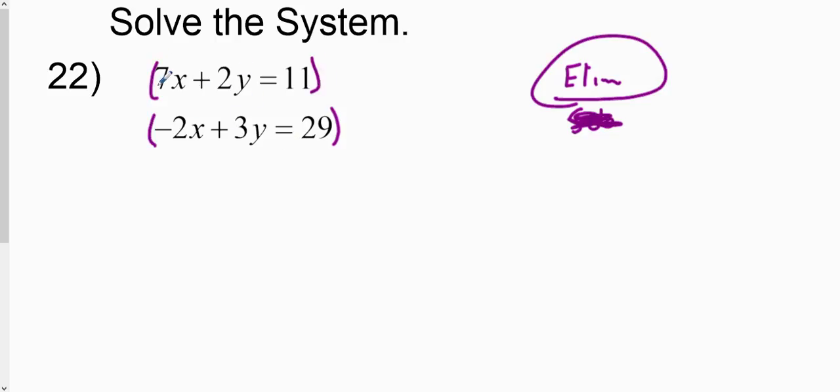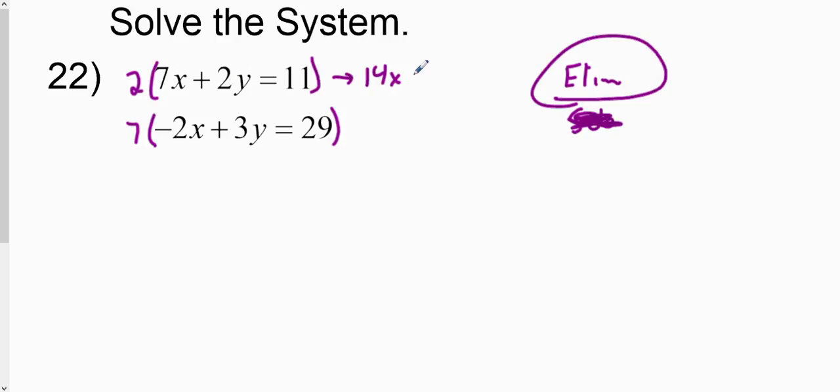I'm going to eliminate the x first. I have a 2 here and a 7 here, so I'm going to multiply the bottom by 2 and the top by 7. I'm doing that so I can eliminate the x, because 2 times 7 is going to give us 14x.